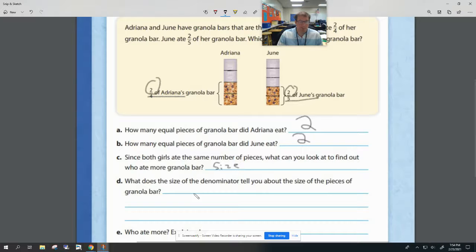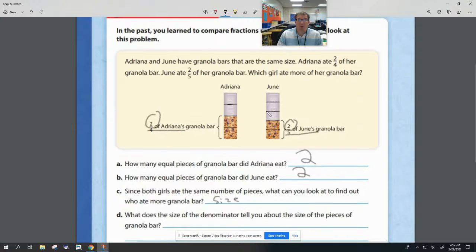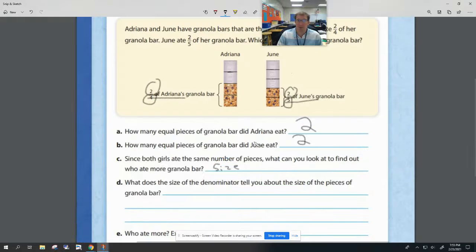All right. So who ate more? Explain why. Well, using the model, you can tell that Adriana ate more. She ate 2 of the 4. I know that because Adriana divided her granola bar into 4 pieces, where June divided into 5 pieces. The more you divide it up, the smaller it gets. So 5 pieces means the pieces are smaller than the 4 pieces. So Adriana ate more. Okay, so that's 176.